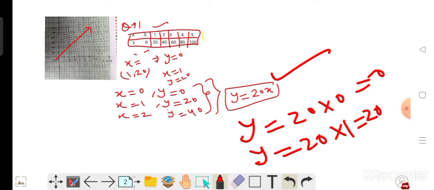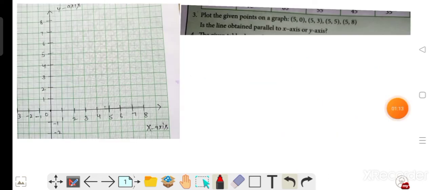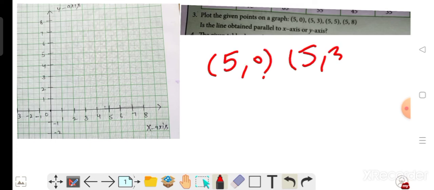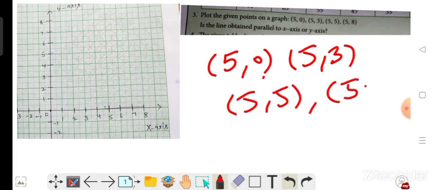Now we will move on to the third question. Now look at the third question. In the third question you are given some points. The points are (5, 0), (5, 3), (5, 5) and (5, 8). You have to plot these points on the graph and then observe whether the graph is parallel to the x-axis or y-axis. Okay, first of all we will plot this graph.